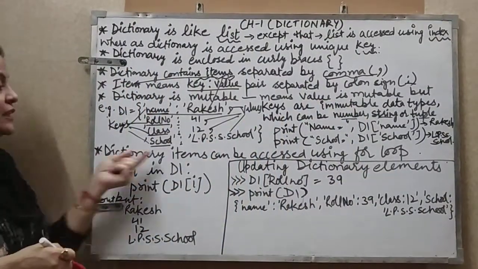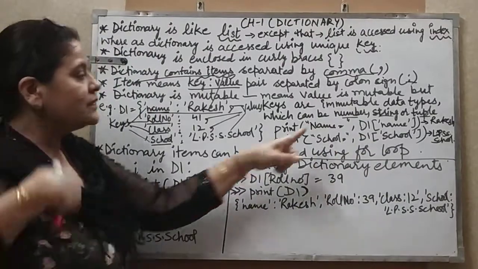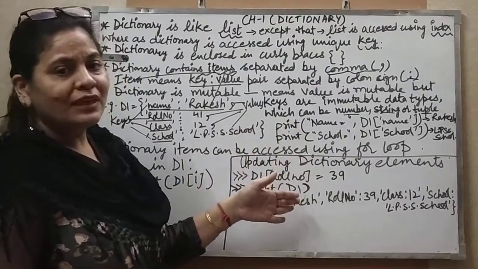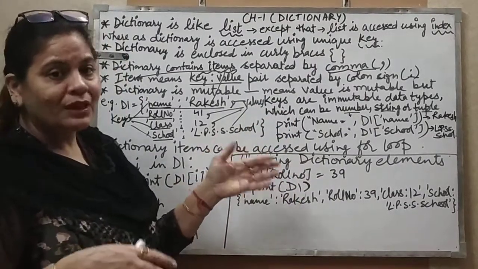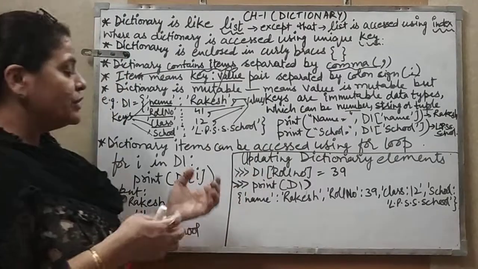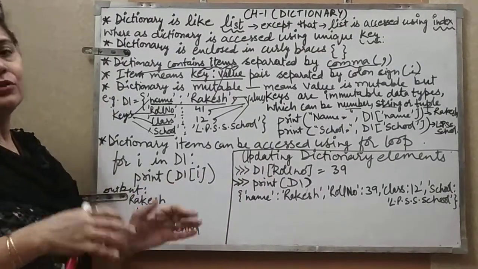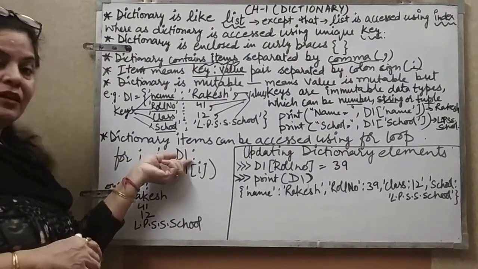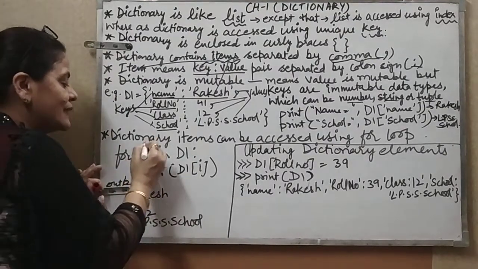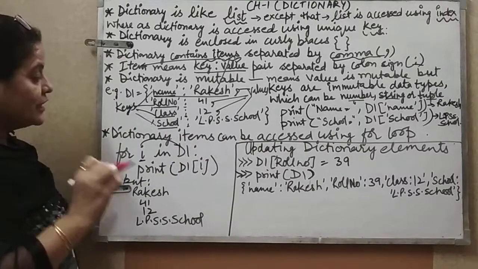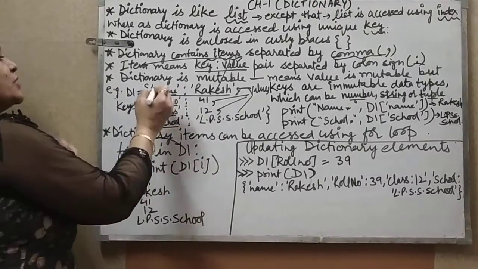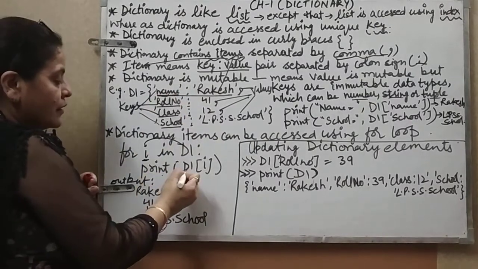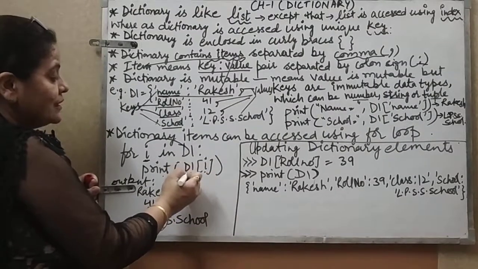Fine. Now the dictionary items can be accessed using a loop. This is one way of accessing the values from a dictionary, but this is one by one. We are giving each key and then we are getting the value. But if I want, with the help of a loop, to access all the values using a key, then I can use the for loop here. Now for I in D1, which means that I is a variable which will contain the keys of dictionary D1. So first of all, I will contain the key as name and print D1 I. D1 I means D1 name.